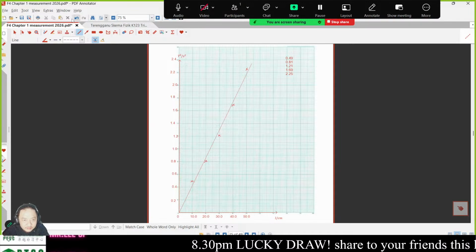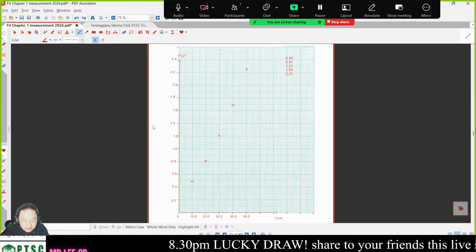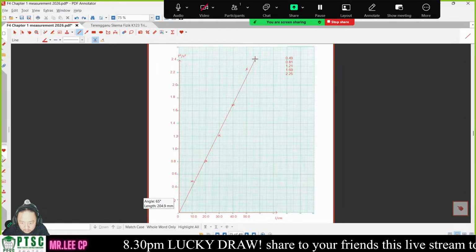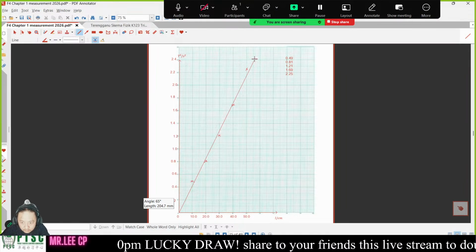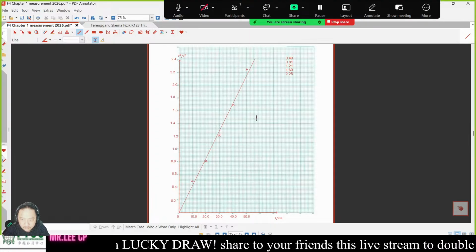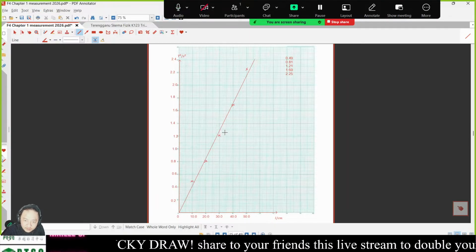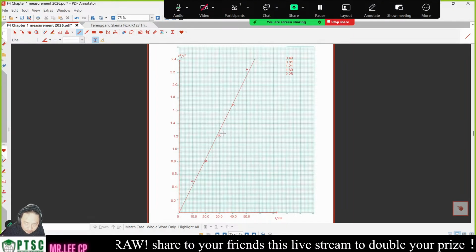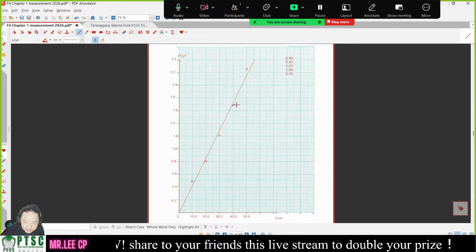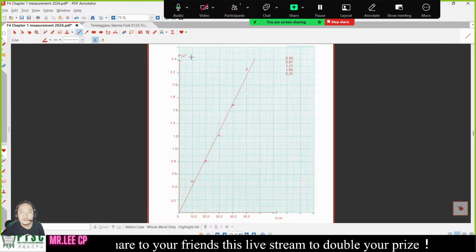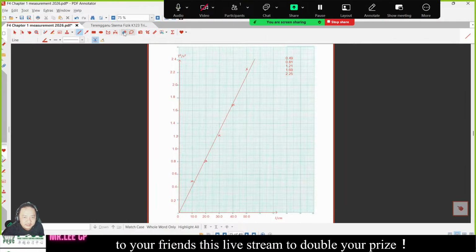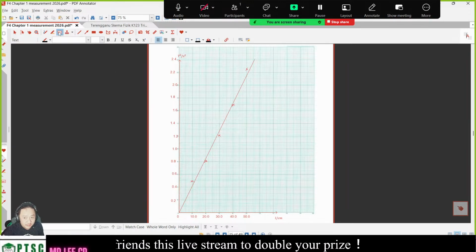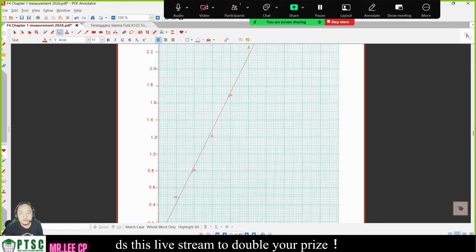Okay, two almost the same, right? One is this one and this one, this one and this one. One top, one bottom, eliminate. These two are very near, and then it is the same as this one. So this is my best fit line. Any question from here before I continue?